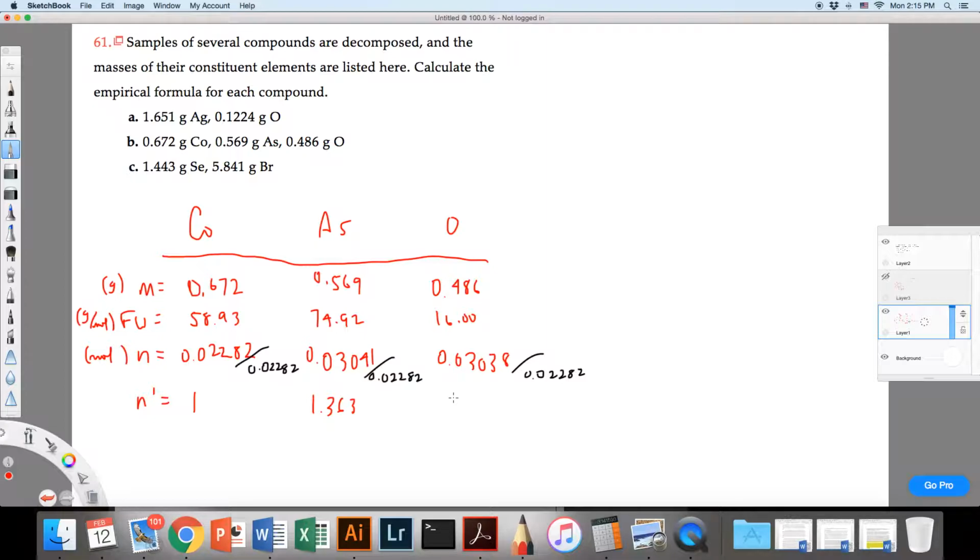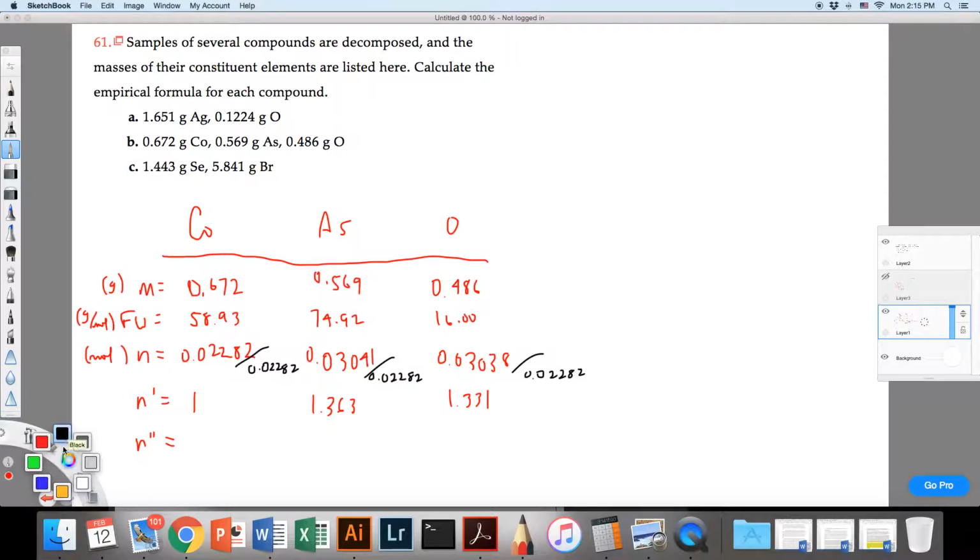0.03038 divided by 0.02282 is equal to 1.331. Okay, so you know what we do now, right? Now we take this, I'm going to go n double prime, and we take this fractional portion and we say, what fraction does that look like?